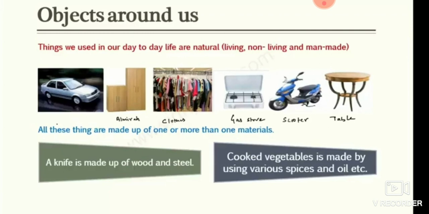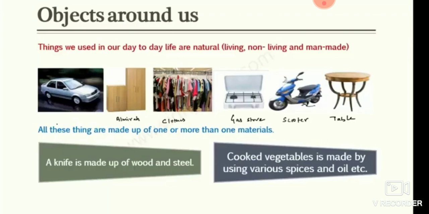Then what is meant by an object? An object is anything which we can see and touch. For example, a pen. Your pen is an object because you can see the pen, touch it, and write notes with it. So a pen is also an object. Anything which we can see and touch is called an object.